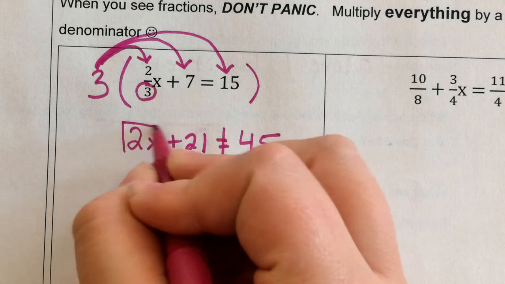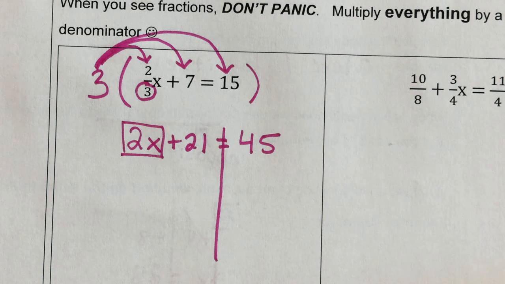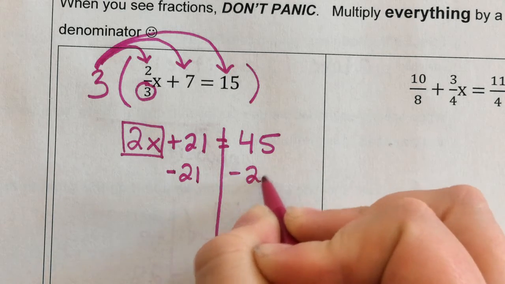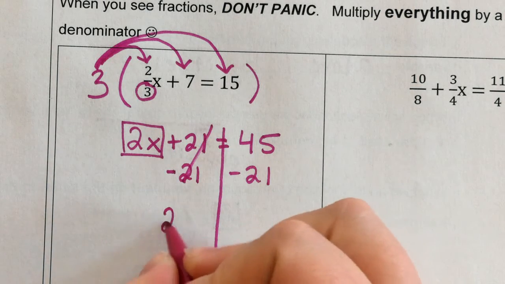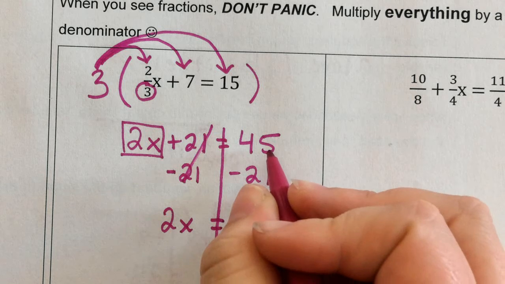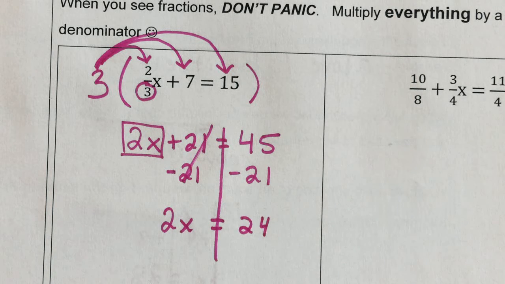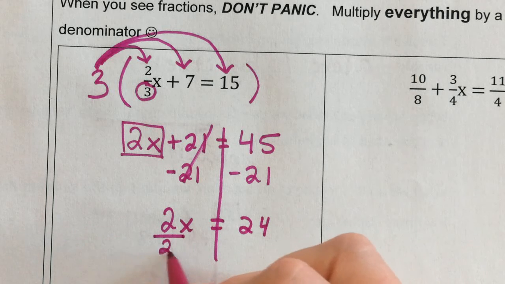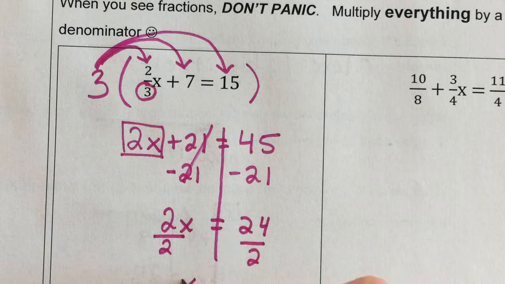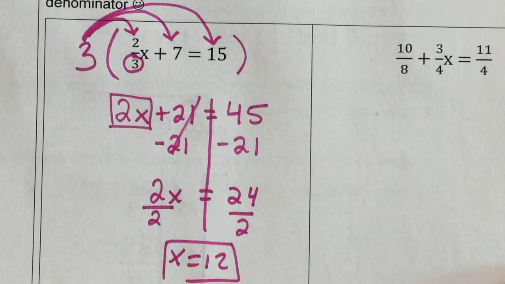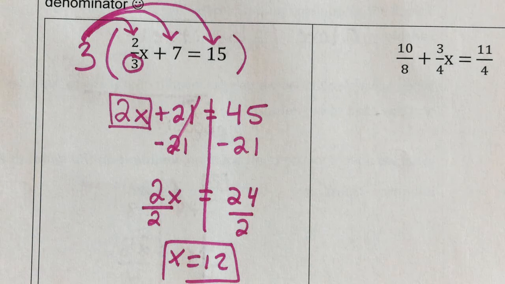I'm going to put a box around my variable and my coefficient. I'm going to get rid of that 21 first. 45 minus 21 is 24. I'm going to divide by 2. X equals 12. And so we got rid of that fraction, and it made our lives a lot easier.